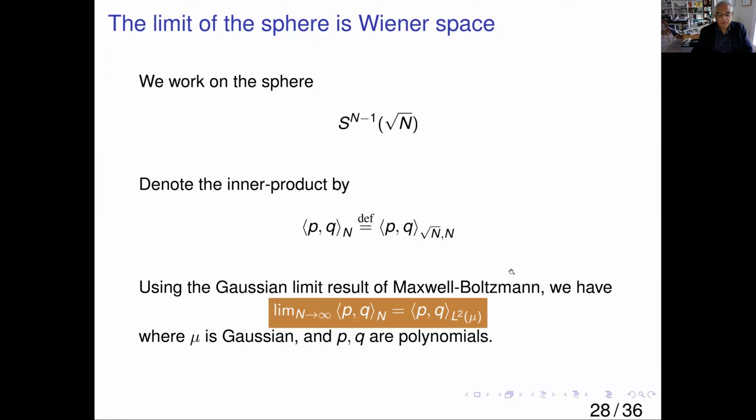Now, from the Maxwell-Boltzmann law, we know that this inner product is actually the integral over the sphere with the uniform measure of total mass 1. And the limit, as we saw by the Maxwell-Boltzmann law, is the Gaussian integral. So the limit of the L2 inner product on the sphere of radius square root of N turns out to be the L2 inner product of the polynomials with respect to Gaussian measure. Now these are polynomials in finitely many variables, so nothing super fancy going on here.